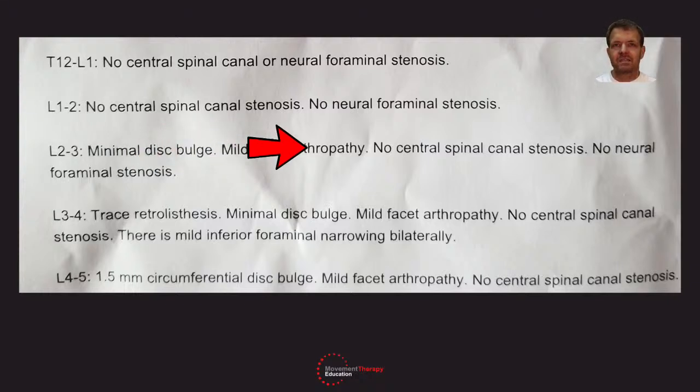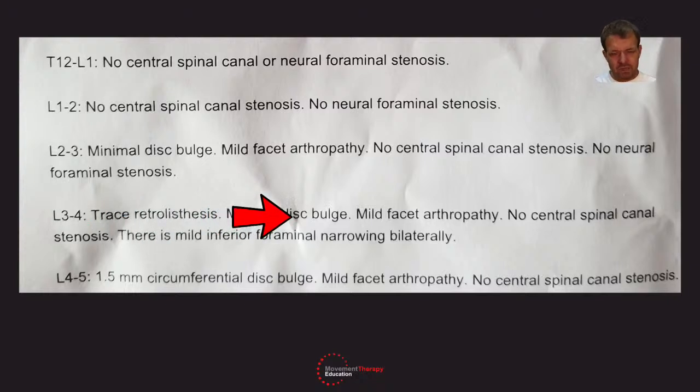A mild facet arthropathy. So there are some changes to the facet joints, but they're very mild at the level of L2, L3. No central spinal canal narrowing, and no neural foraminal narrowing either. So that's the middle bit, and the sides are still open. Okay, we've got a trace retrolisthesis. We'll talk about that later. You might have heard of a spondylolisthesis, but a retrolisthesis is something slightly different.